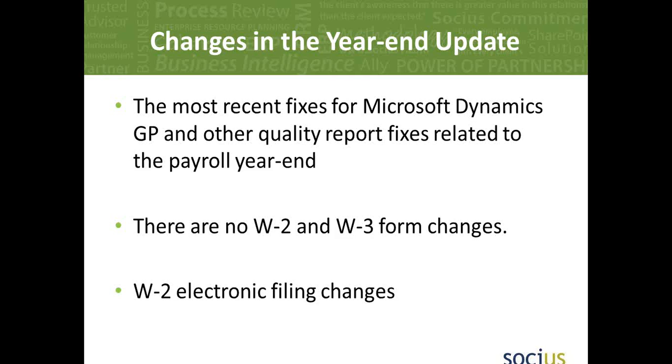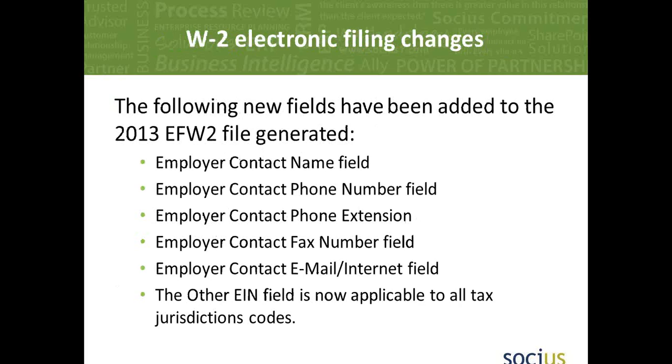There are some changes in the electronic W-2 filing. Those of you who either file electronically or are required to file electronically, the following changes will affect you. You may not necessarily see them, but they will be in the file. Here's a list of fields that have been added, and you'll see it's all employer information. We have contact name, contact phone number, extension, fax number, email and internet field information, as well as other EIN fields that are now applicable to all tax jurisdictions.